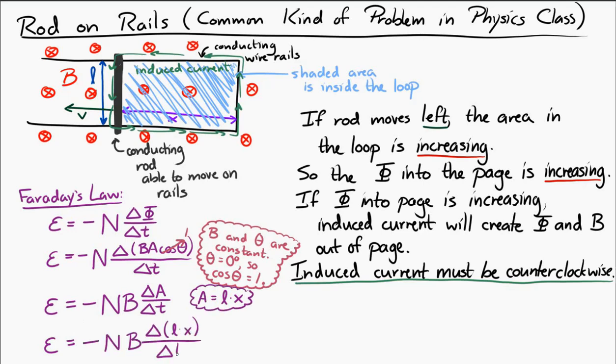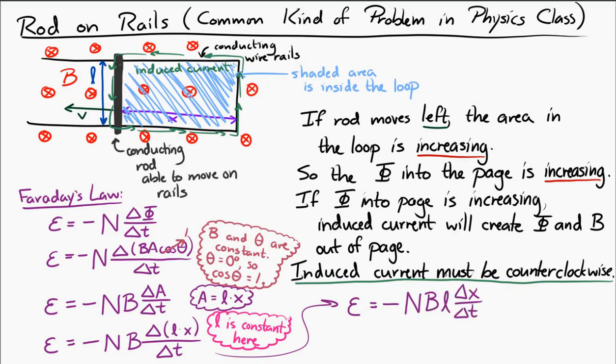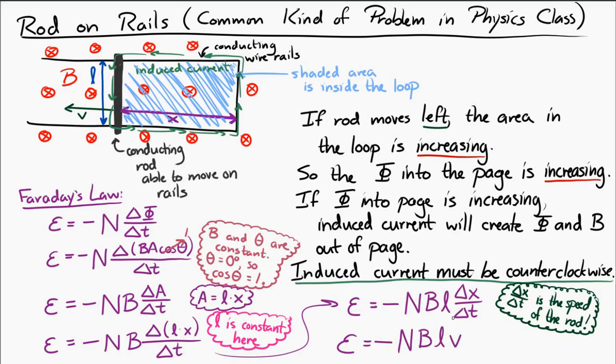Now, in this example that we've created, L is constant. L is the distance between the two rails, which is never changing. So if L is constant, I can take that out front. And I get that the EMF is equal to negative NBL times the rate of change of X. But X here, that sort of width of the loop that's enclosed, that's just the speed of the rod. The rate of change in that X, that's the speed that the rod moves at. So the EMF then is equal to negative NBL times the speed of the rod.